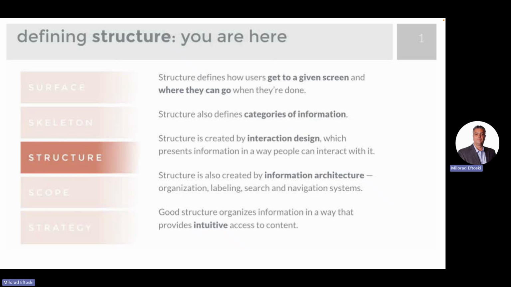Structure is created by interaction design, which presents information in a way people can interact with it. Structure is also created by information architecture. These are all important things. Because without categories, imagine you go to Home Depot and you don't find the plumbing, electrical, houseware, whatever. How are you gonna know what you're looking for? If everything's everywhere, you're not gonna find the product. Everything has to be organized. Structure is very important, same as when you're building a website or building an app. You have to put structure, right?